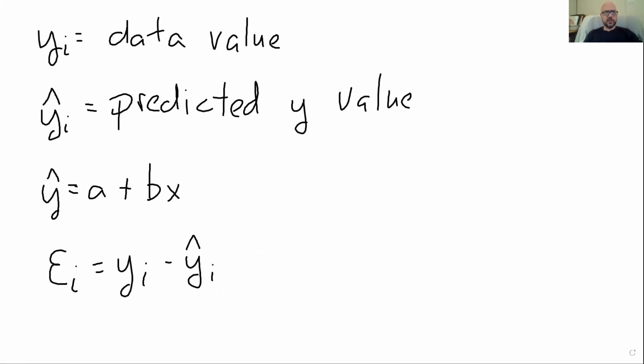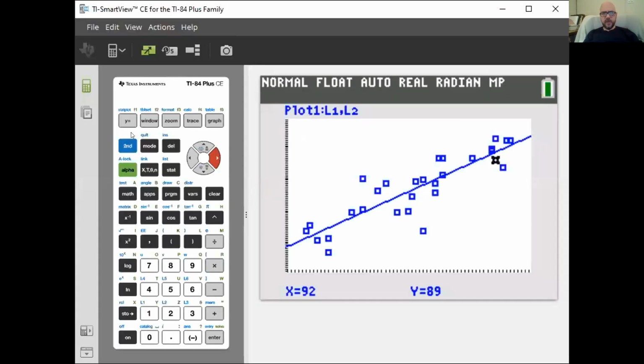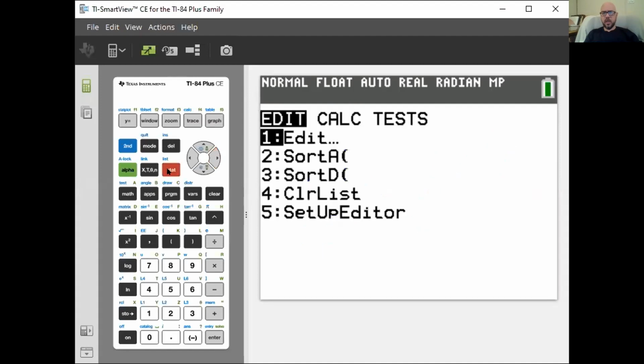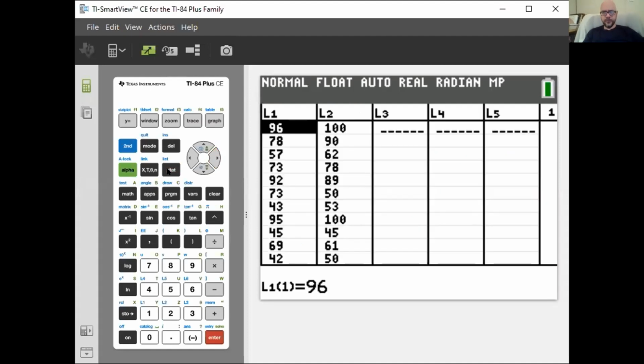So let's go back to the calculator and see how we can find these. If I go to stat edit, here are my points. These are the actual y values. These guys right here are all of the y's, not the y hats. These are y's, these are x's. Those are not in this calculation.